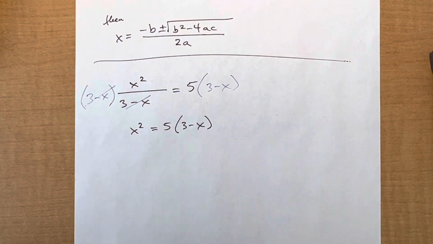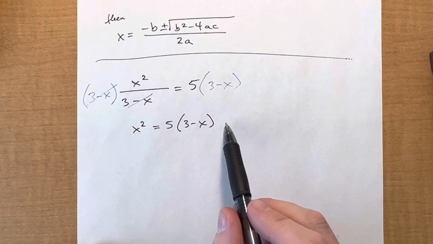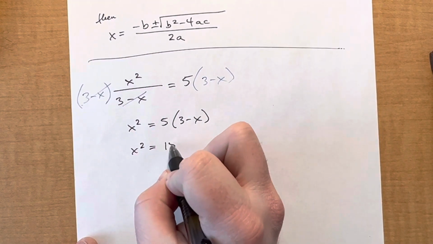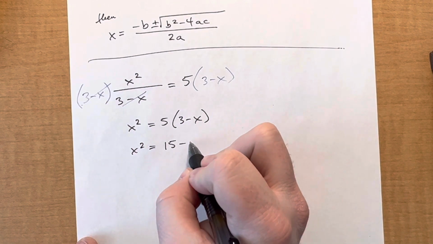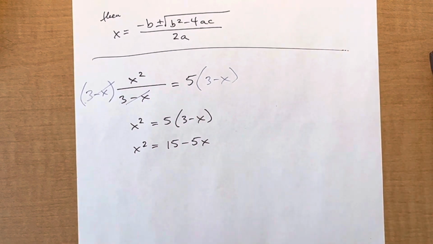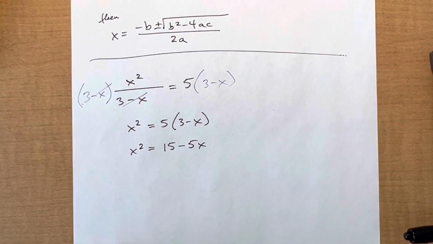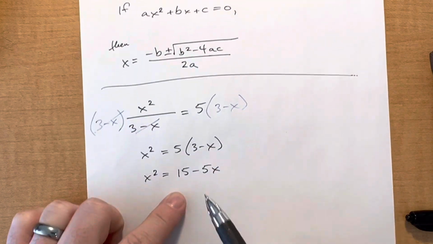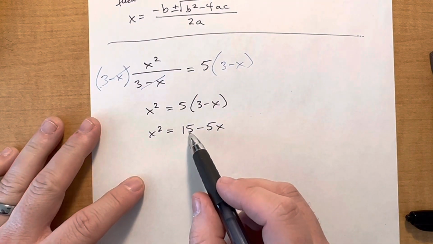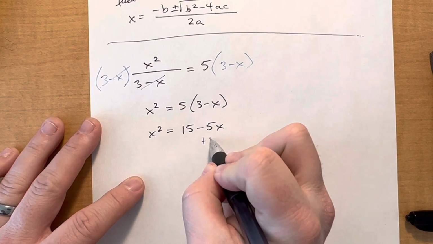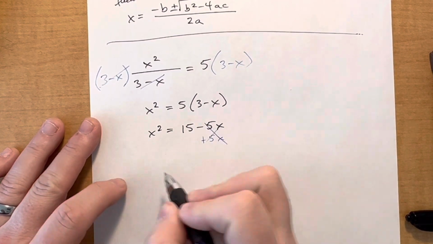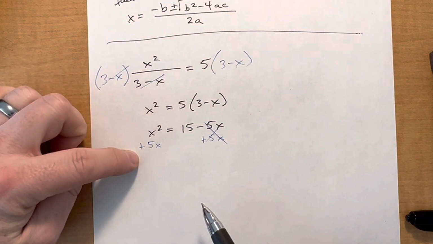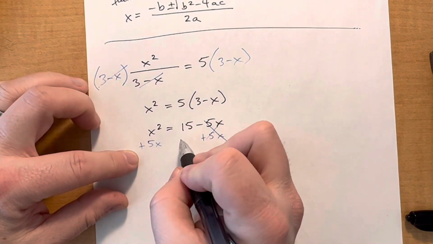Okay. Now what we need to do is multiply this 5 throughout. So this is going to be 5 times 3 is 15, and then 5 times negative x is minus 5x. Okay, nothing too weird there. Now what I need to do is get all of this on the left side and the right side equal to 0. So this is this minus this. So if I add 5x, it will cancel this out, and whatever I do to one side, I have to do to the other side. And now I have x squared plus 5x equals 15. If I need this equal to 0, I can subtract 15 from both sides.